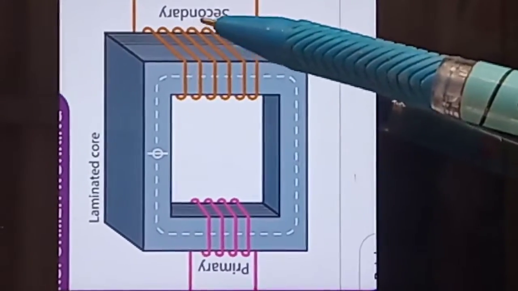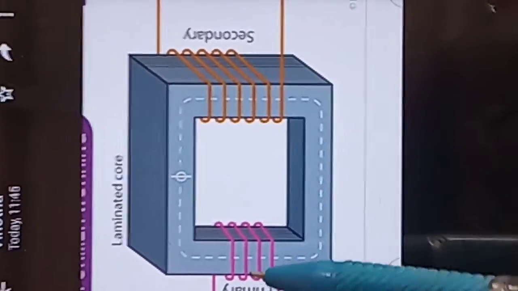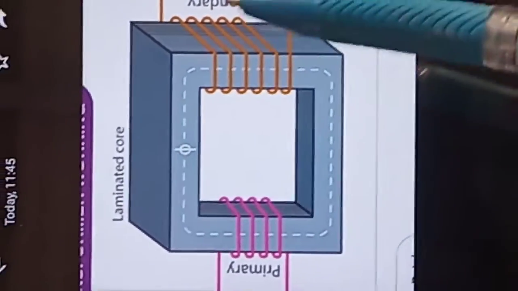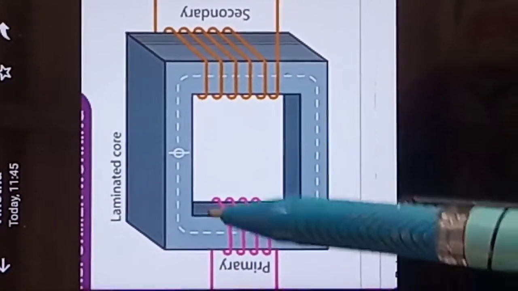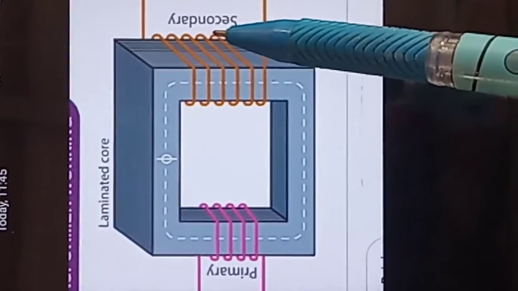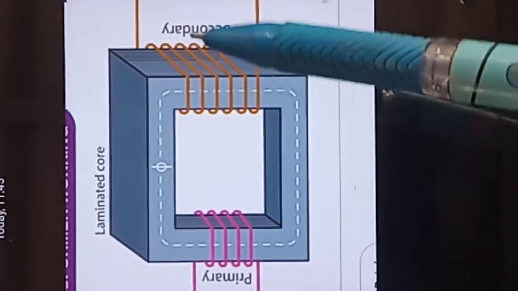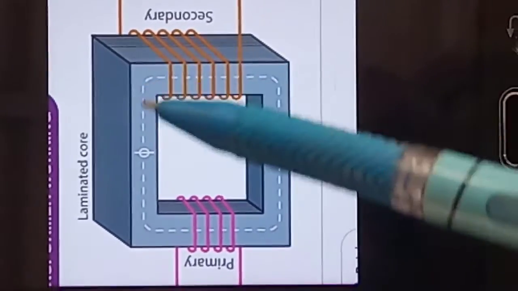So these are about the transformer. In this transformer, the number of turns of the primary coil is there and of the secondary coil is also there. It depends upon the number of turns of the primary coil and the number of turns of the secondary coil. We can see the types of transformer also.